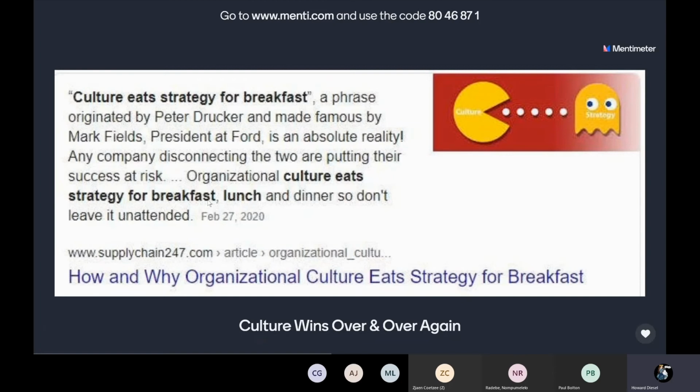So this is a reality. Any company disconnecting the two is putting their success at risk. Organization culture eats strategy for breakfast, lunch, and dinner, so don't leave it unattended. Typical Pac-Man approach. Okay. Anyone disagree with that, or think that we can control it purely by delegating goals, pushing down roadmaps and things like that across the organization?